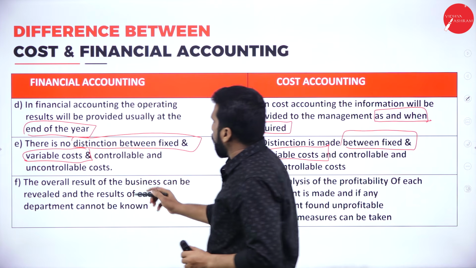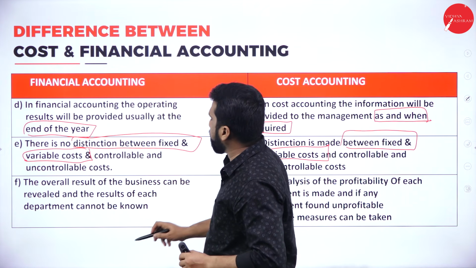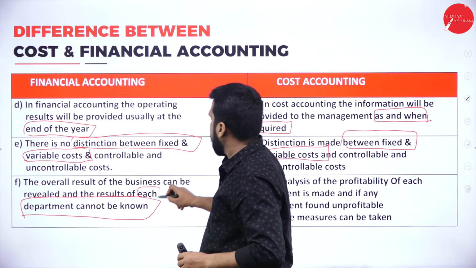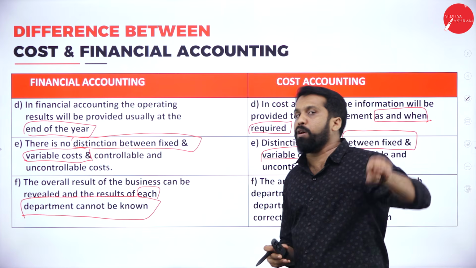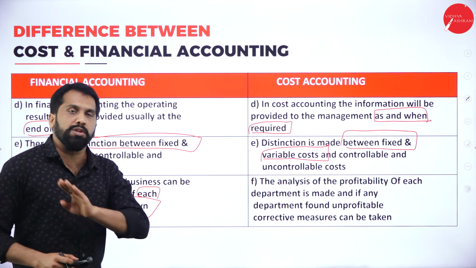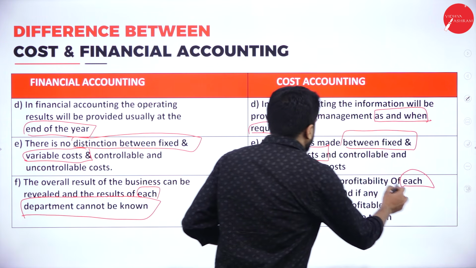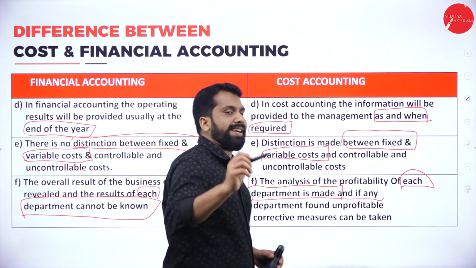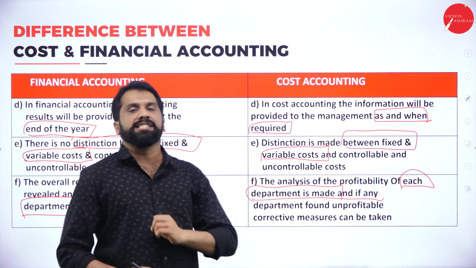Now, the overall result of the business can be revealed, but the result of each department cannot be known. The result of each department you will not get. Overall picture you will get, but how much the cost is for each department you will not get. But in cost accounting, you will get information for each department. Clear? Yes. So this is your sixth point.